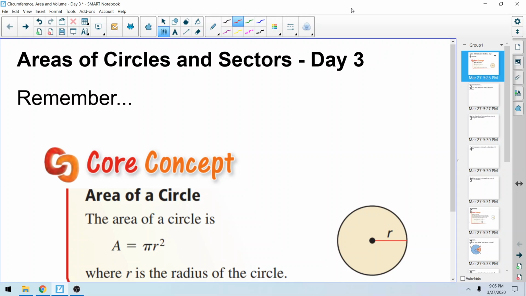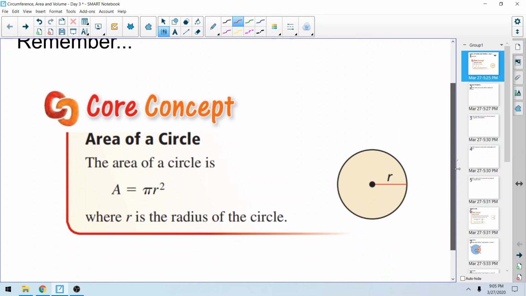So, moving on to areas of circles and sectors. The first thing we're going to start with is a remember. We're just going to remember the area of a circle. The way you find the area of a circle is pi r squared. Pi is just a number, 3.14. R represents your radius, which they have right here for us. And then you take whatever that is and square it.